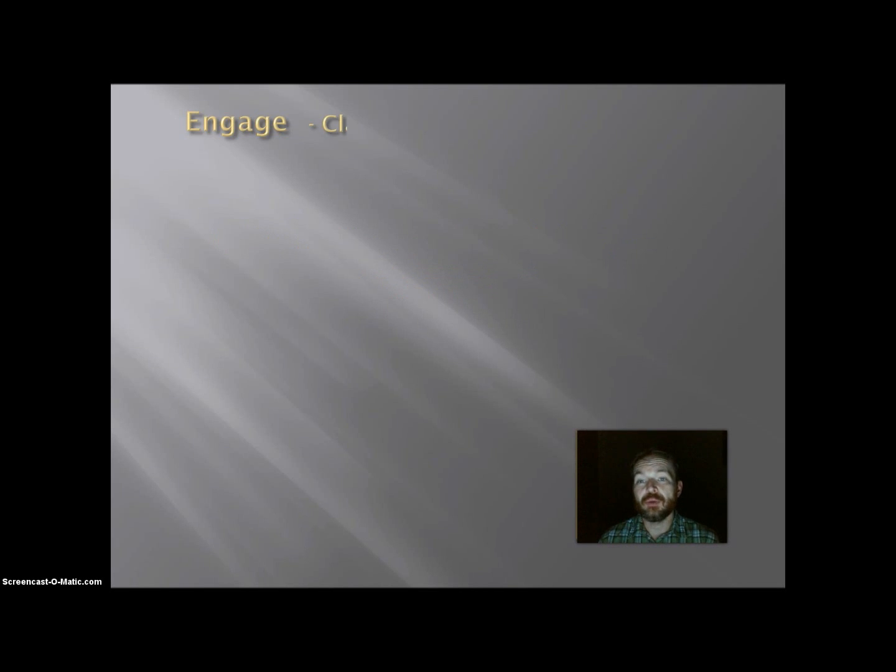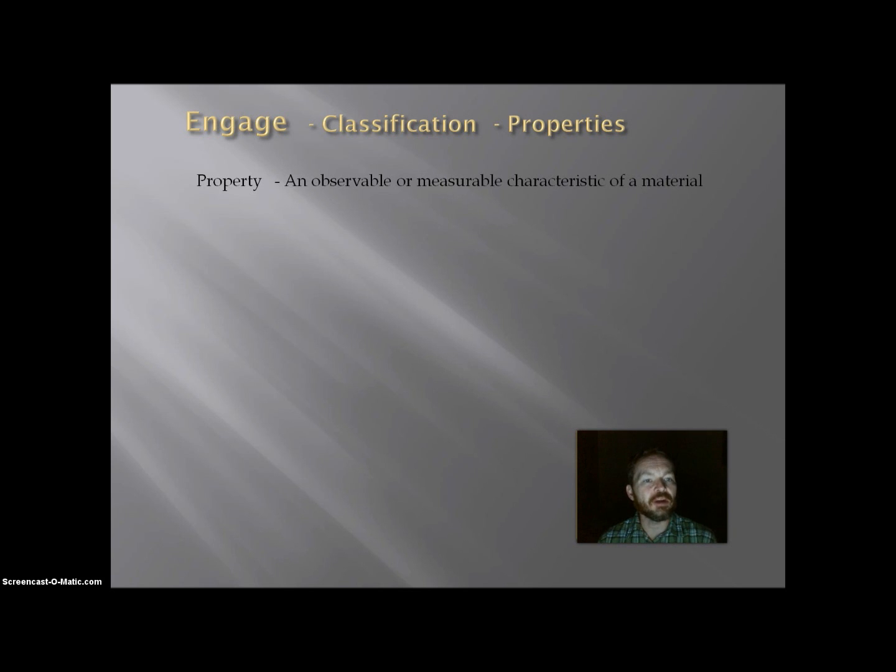In this module, we're going to look at the start of classification, and before we start to classify, we have to look at properties. A property is anything that can be observed or measured about a material. So anything that you can notice to differentiate one material from another, or to group materials into categories, is going to be a property.